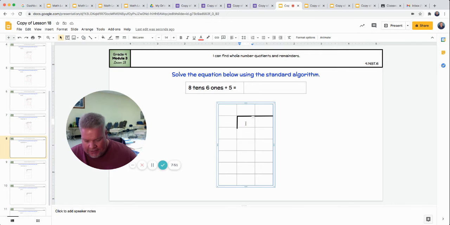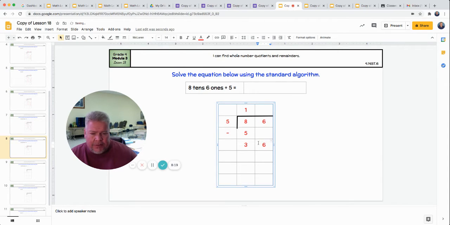8 10s and 6 1s divided by 5. Okay. How many? How many 5s will go into 8? Only 1, because 2 times 5 is 10. Too big. So multiply. 1 times 5 is 5. Subtract. 8 minus 5 is 3. Bring down the 6. And we start all over.